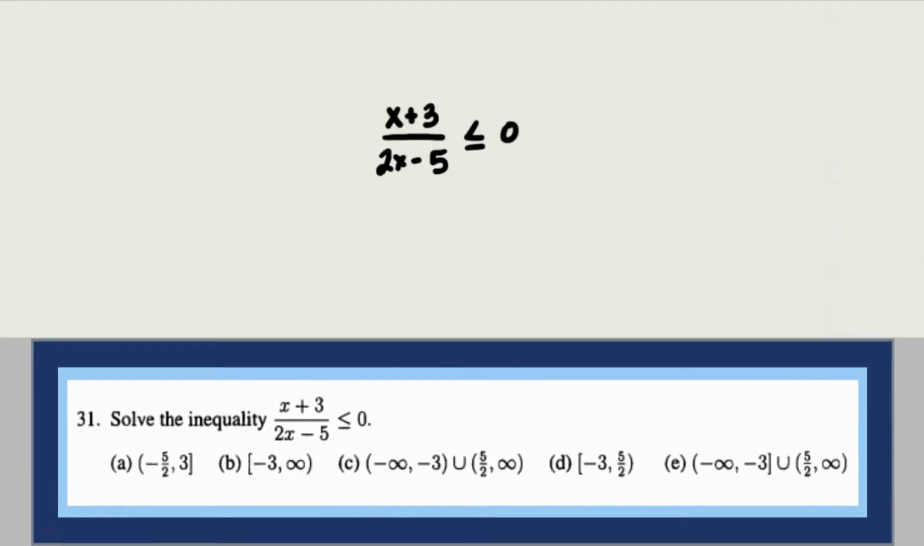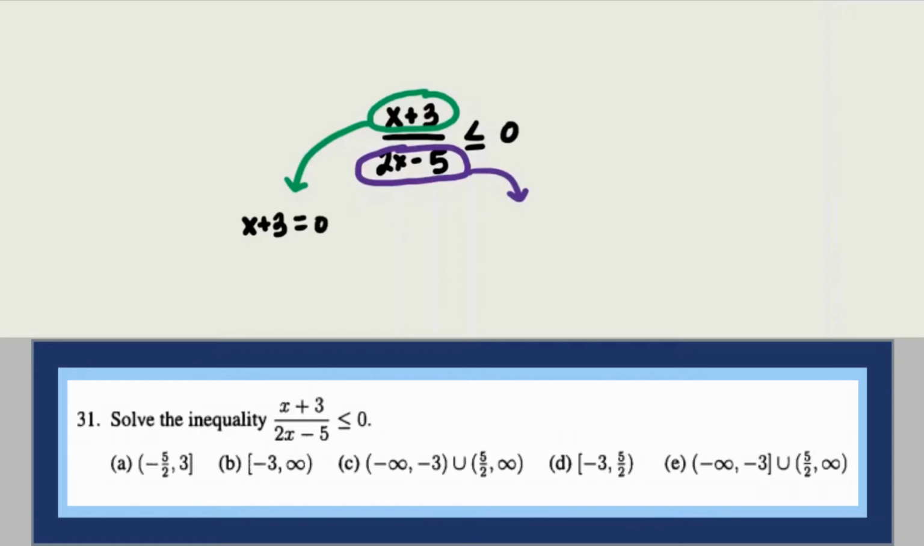So I wrote down our inequality, and as you see, our inequality is rational, meaning that we have variables in the denominator. When this happens, what we're first going to do is set the top and bottom equal to 0. So we do x plus 3 equals 0, and for the bottom 2x minus 5 equals 0, and we're going to solve for what those x values are.